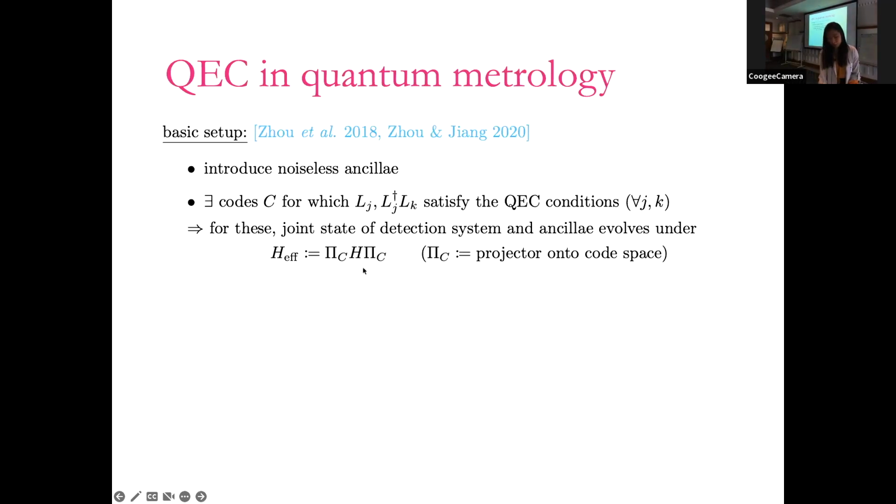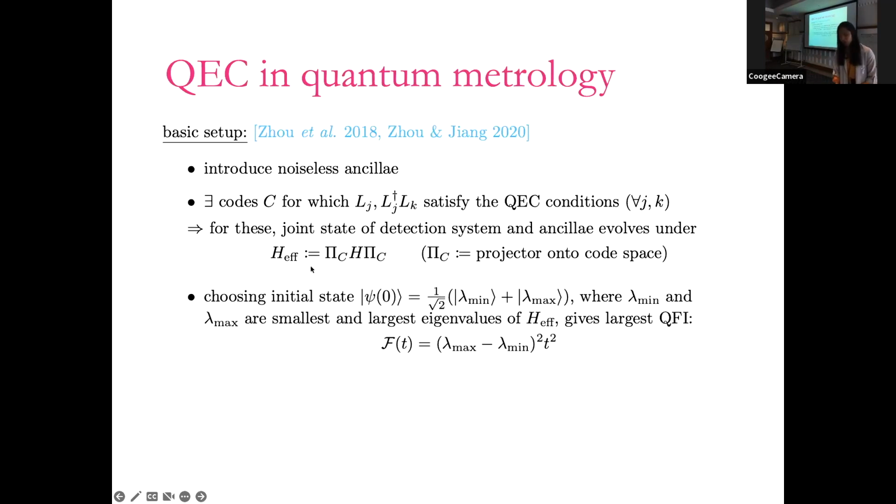So here the pi sub c's are projectors onto the code space. And for unitary evolution, the optimal scheme to get the largest QFI is already well known. You prepare the initial state in the equal superposition of the largest eigenvalue and smallest eigenvalue eigenstates of the Hamiltonian, and then you just let it evolve. So then the QFI scales as T-squared with coefficients given by (lambda max minus lambda min) squared.